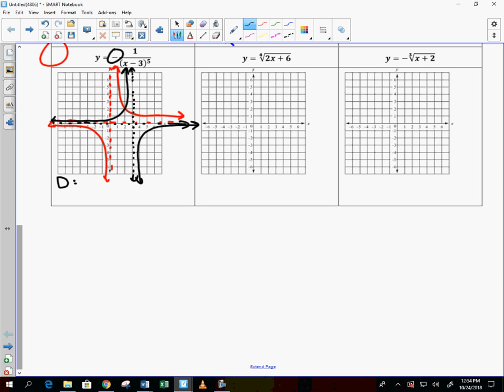Domain. X can't be what? 3. Range, y can't be 0.